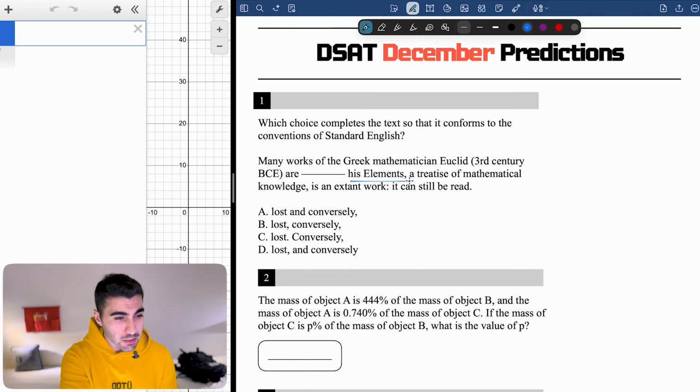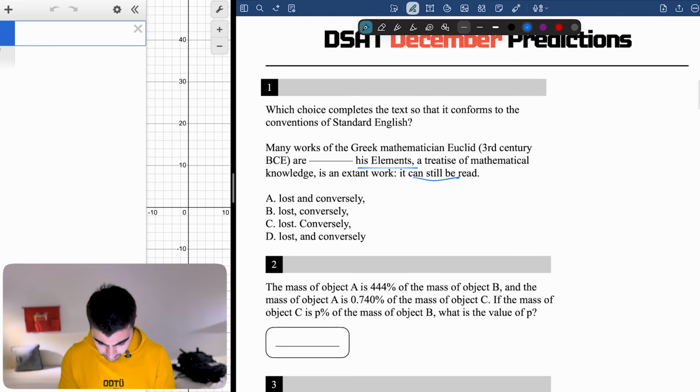So his Elements, a treatise of mathematical knowledge, this is a non-essential clause. Basically, we don't need this. Is an extant work. So this part is itself a complete sentence. His Elements is an extant work, right? So what we have here, we should have a complete sentence, okay? So it's only choice C that is ending the sentence, and it starts a complete sentence here.